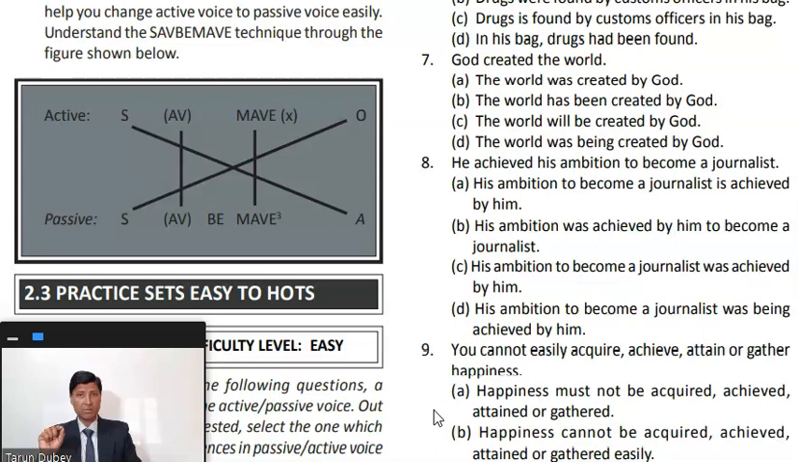passive voice is made by adding one of the forms of be. That means you have to add either is, am, are, was, were, and be, being, and been. I think this discussion will be clearer when we are analyzing the questions. Let me show you how to apply this formula. Let us go back to the question.